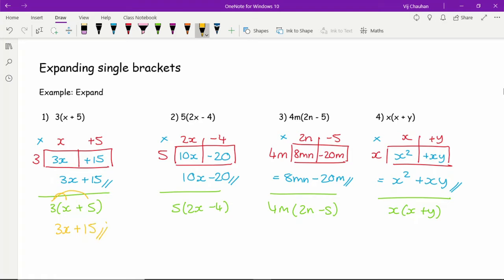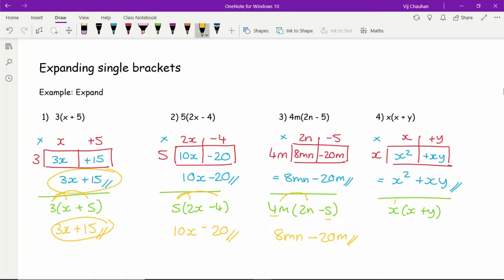And you can see there that this gives me the exact same answer as this. The only difference is, rather than drawing boxes, I'm drawing loops instead. So here I've got 5 times 2x, which is 10x, and then I've got minus 5 times 4, which is 20, and again the same answer. And then here I've got 4m times 2n, so I've got 4 times 2, which is 8, and then m times n, which is mn, minus 4 times 5, which is 20, and I've got an m.